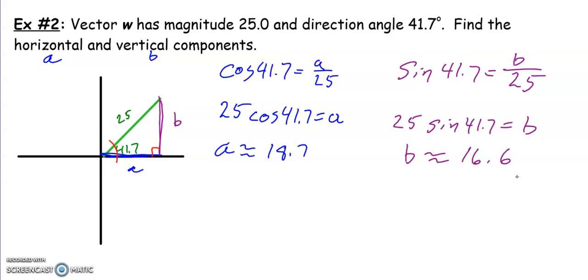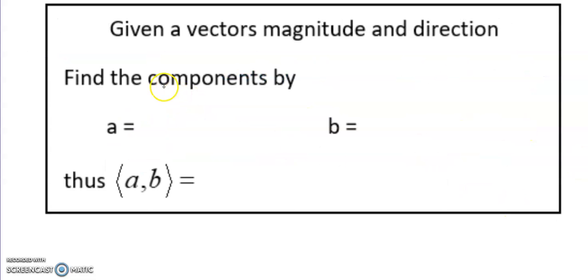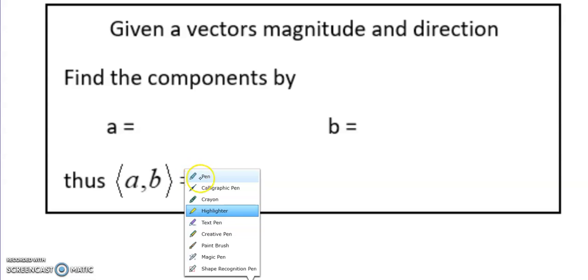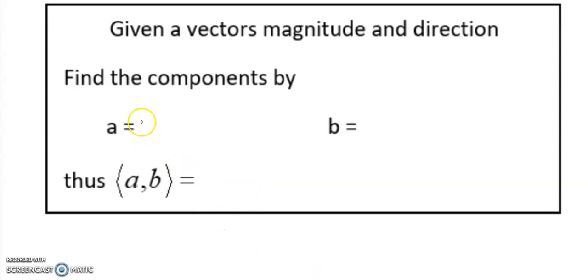Now, let's see if we can figure out a shorter way to do this than all of that. So if you go back a step or two in both cases, let's look right here and right here. How do we find A and how do we find B? Well, if you noticed, A, did you figure it out? A is going to be the magnitude of my vector times the cosine of my angle. And B is the magnitude of my vector times the sine of the angle.